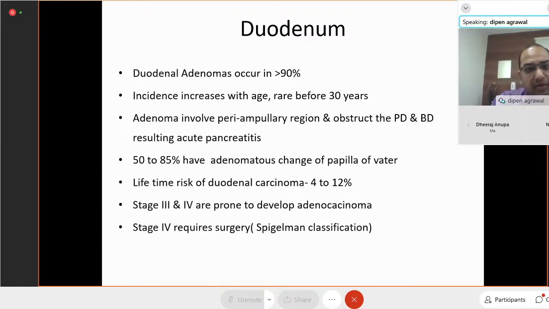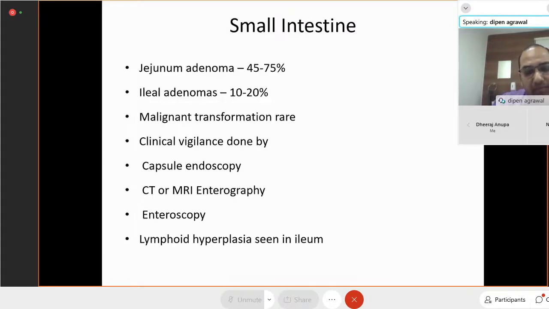In the duodenum, we may find adenomas in more than 90% of patients. They are rarely seen before 30 years. They may sometimes involve the ampulla and obstruct the pancreatic duct, which may lead to pancreatitis. 50 to 85% of patients may have adenomatous change of the papilla of Vater. The risk of duodenal carcinoma is 4 to 12%. There is a Spigelman classification for duodenal polyps, of which stage 3 and stage 4 are more prone to develop adenocarcinoma, and stage 4 may require surgery.